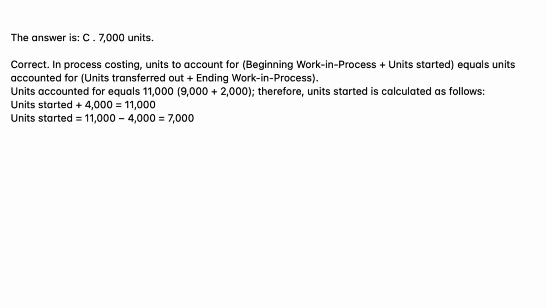Correct. In process costing, units to account for, beginning work in process plus units started, equals units accounted for, units transferred out plus ending work in process. Units accounted for equals 11,000, 9,000 plus 2,000. Therefore, units started is calculated as follows. Units started plus 4,000 is equal to 11,000. Units started equals 11,000 minus 4,000, which is equal to 7,000.